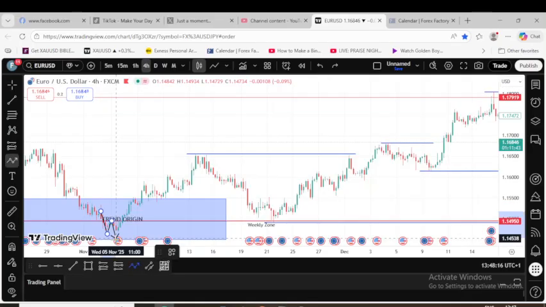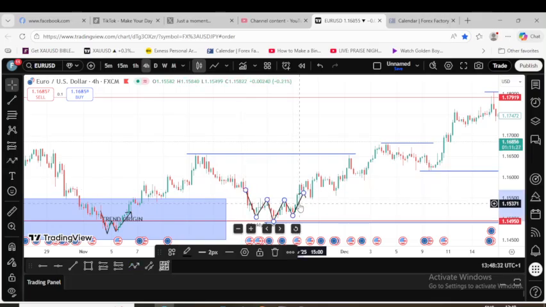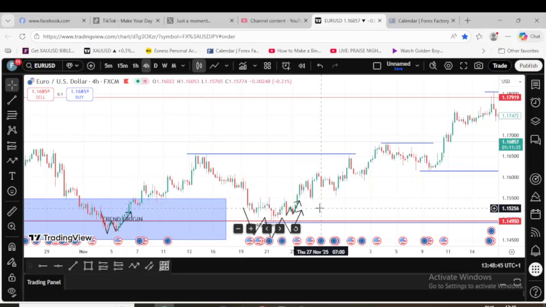So the W pattern here. This looks more like a reverse head and shoulders pattern. But inside of this reverse head and shoulders pattern, you can actually see a W pattern. It's not as large, but it's a W pattern. And one thing that gives me a lot of confidence when taking trades is when I see patterns within patterns.